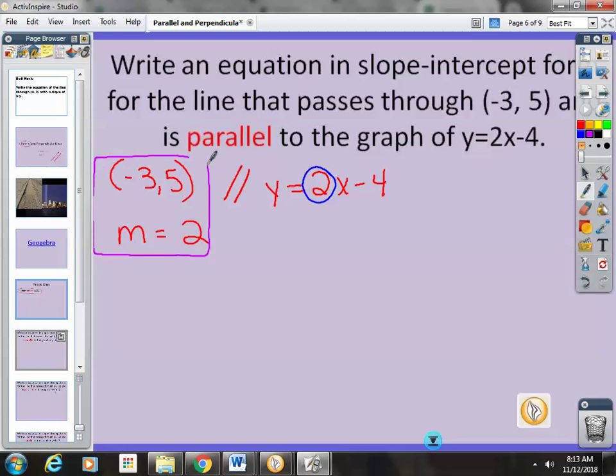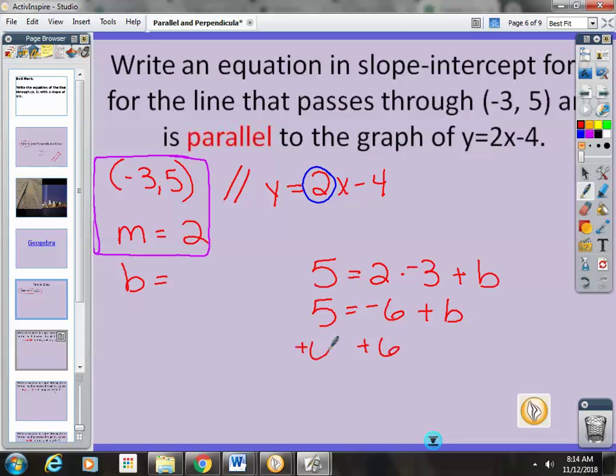If I have an ordered pair and I have the slope, could I write the equation of this line? Absolutely, that's what we did previously, isn't it? So let's take our point and our slope and write an equation. What piece are we missing? The b. We have to find b. So we have an ordered pair, so we'll say 5 equals our slope, which is m, times x, negative 3, plus b. 2 times negative 3 is negative 6. We're finding b, so I want to add 6 to both sides. So b is 11.